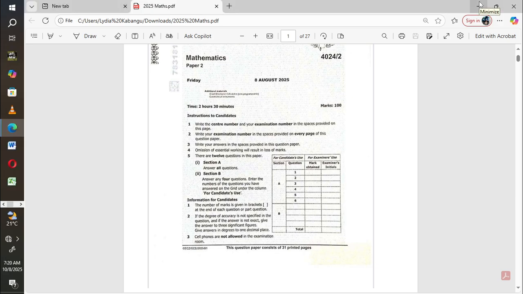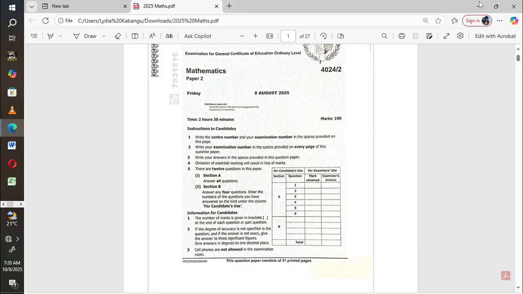Hi everyone. Okay, so this is Mathematics Paper 2, 2025 for July-August. This is the paper that they wrote some months ago. So we have the instructions there to the candidates.